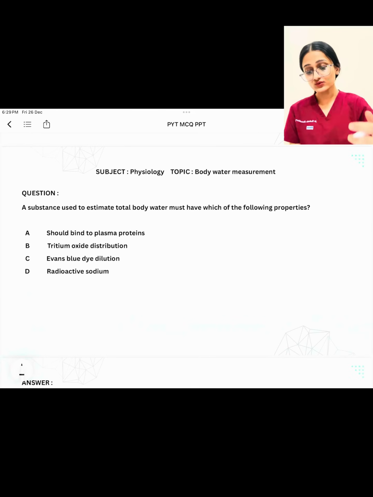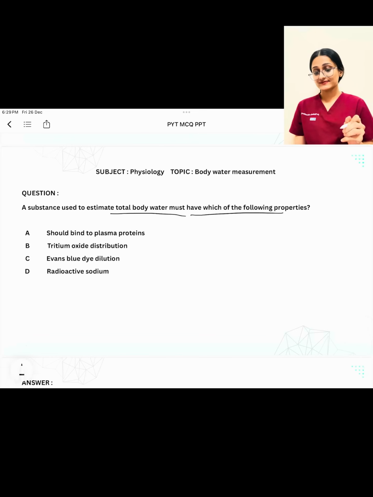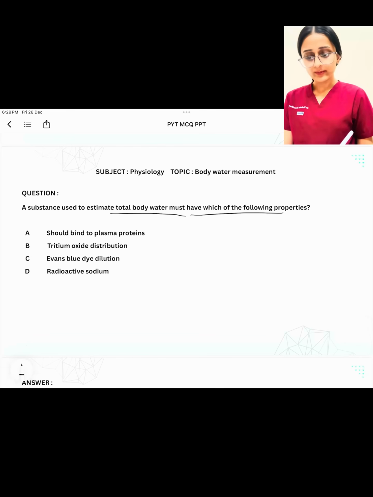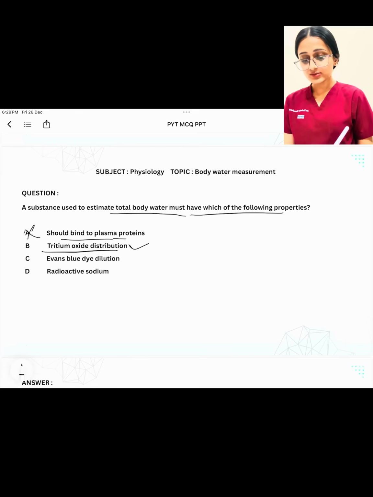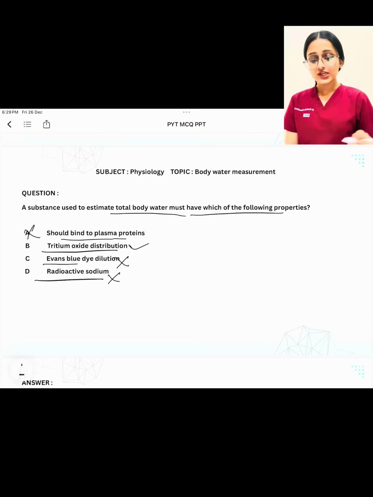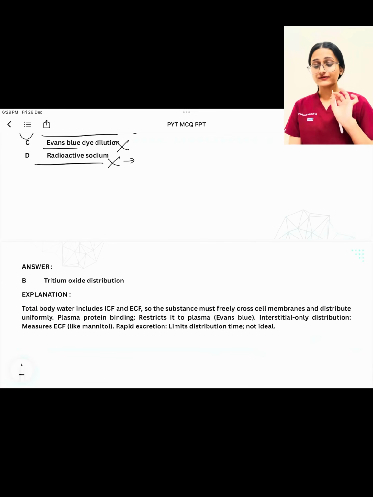The substance used to estimate total body water must have which of the following properties? So let's see. Should bind to plasma protein? No. Rule out. Tritium oxide distribution? Maybe, because we have studied T2O, D2O, antipyrine for the total body water measurement. Evans blue is for plasma, just cut it. Radioactive sodium we have read for ECF. So yes, the answer is tritium oxide distribution, that we have discussed.